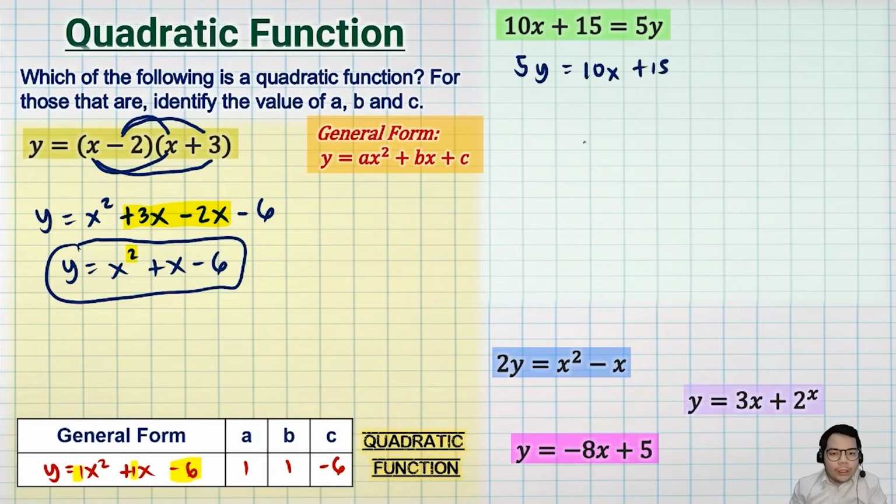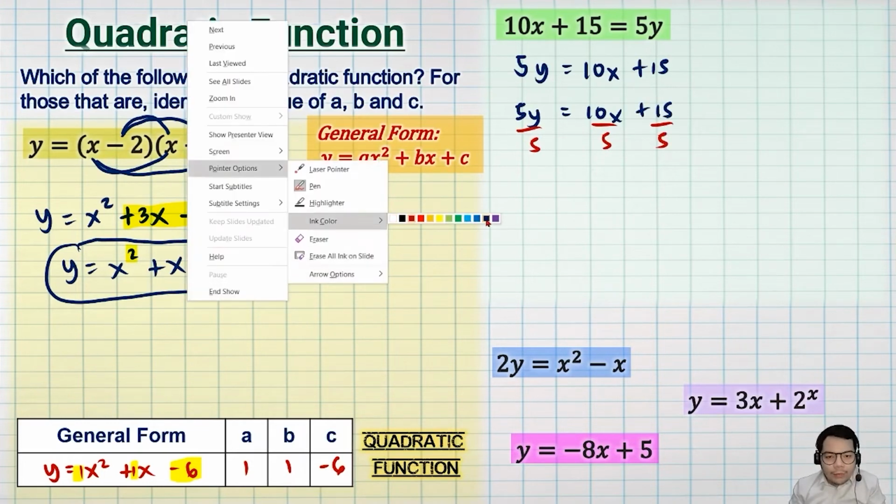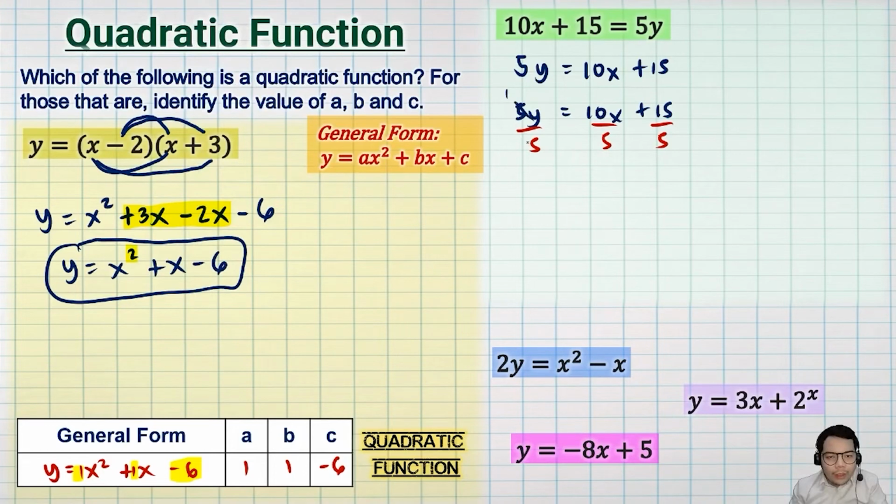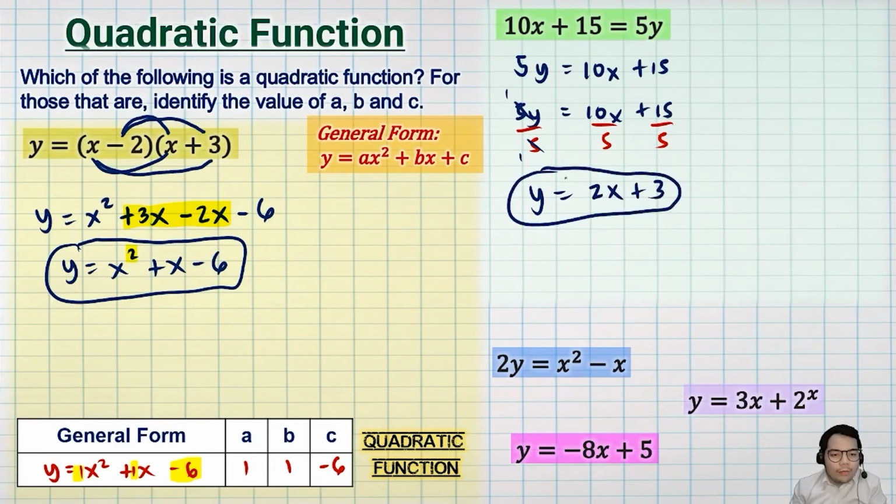So, anong next na gagawin ko? Aayusin ko siya in such a way na y na lang yung matitira sa left side. So, gawin natin, divide natin lahat kay 5 para matanggal yung 5 sa tabi ni y. So, in that case, if you divide all of them by 5, this will become 1 and this will become 1. So, this will just be y. Then, 10 divided by 5, so that will be 2x plus 15 divided by 5, that will become 3. So, this is the resulting function or equation.